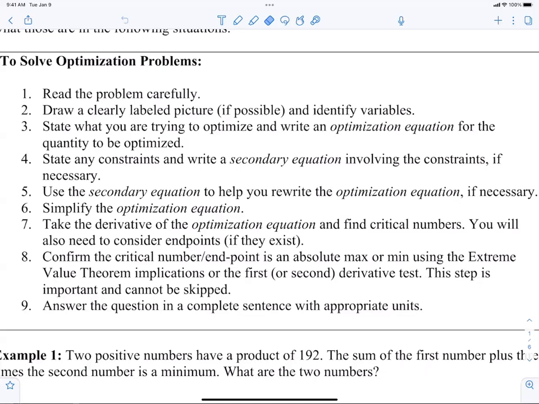But it's really nice whenever we can use the implications of the extreme value theorem and just make that table of values. That table of values, the College Board refers to as the candidates test. So if any of you watch any of the videos on College Board, they refer to that as the candidates test.